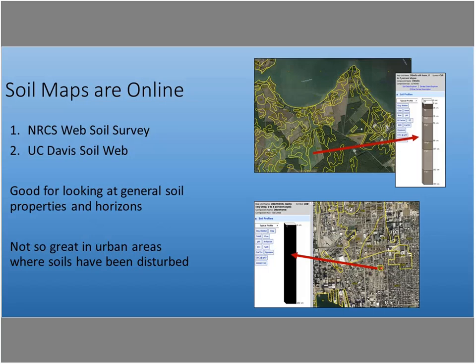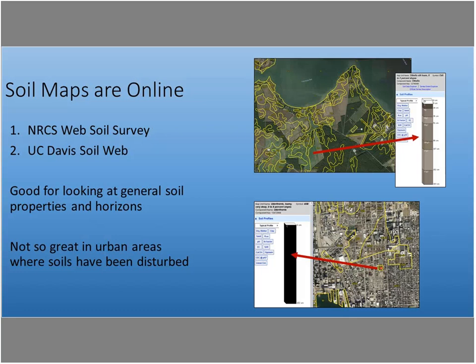So soil maps are online if you've never used this. The NRCS Web Soil Survey is what we used for years, but the UC Davis SoilWeb is actually a little bit easier to use now. And if you've got a cell phone, if you're standing out in the field, you can bring up where you're standing and look at the soil types. So you see there on the top right, that's in Dorchester County, right outside of Cambridge.